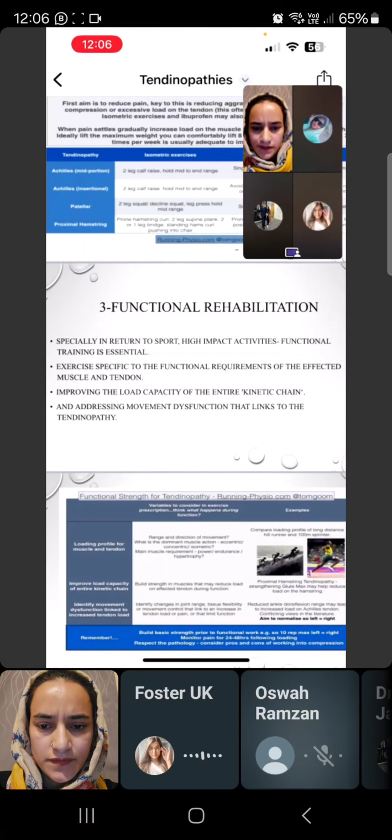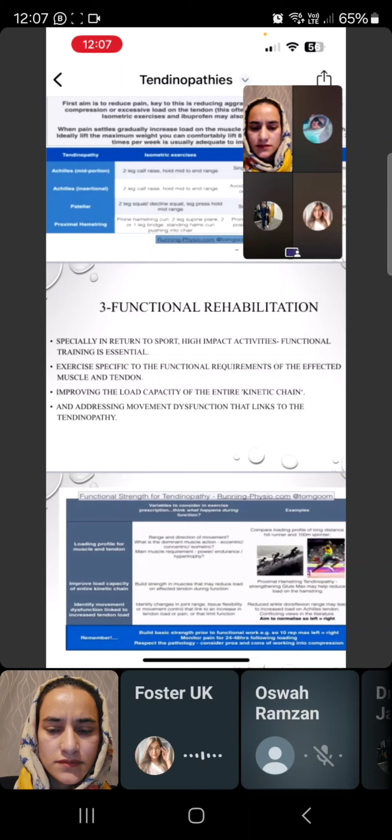For example, even in your gait cycle, you have your heel contact, then flat foot, then your heel off, and then your toe off. So different phases. You're doing dorsiflexion, you're doing your knee bend, you're doing lots of things in one movement. You would have to train every element. So address the movement dysfunction for your tendinopathies.